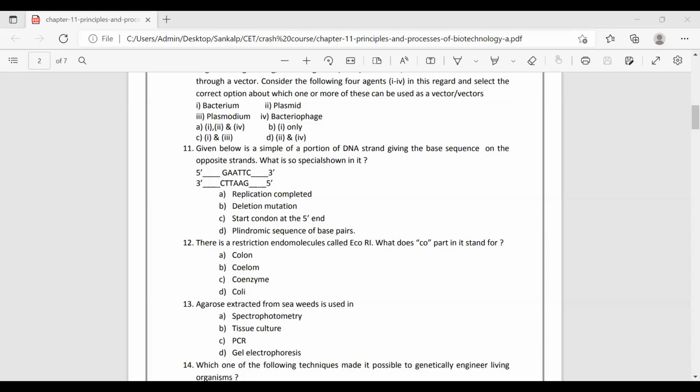Good. 13th question. Agarose extracted from seaweeds is used in option A, spectrophotometry, option B, tissue culture, option C, PCR, that is polymerase chain reaction, option D, gel electrophoresis. Ma'am, option D. All of you said option D, that is gel electrophoresis, is the right answer.